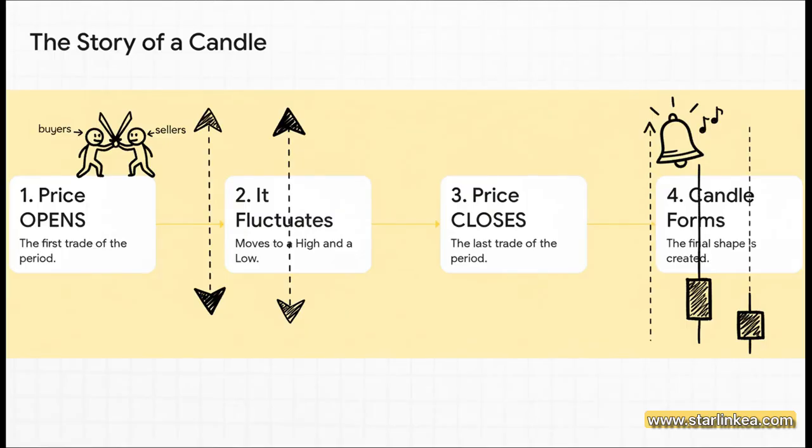Easy. Okay, let's think of this as a story, or better yet, a battle. The trading period opens, and ding ding, the fight begins. Buyers and sellers start pushing the price around. They push it all the way up to a high point and all the way down to a low point, and that's what creates those wicks. Then, finally, the bell rings. Time's up, and the price closes. The space between where it opened and where it closed, that's the body. And boom, the candlestick is formed, a perfect snapshot of that battle.